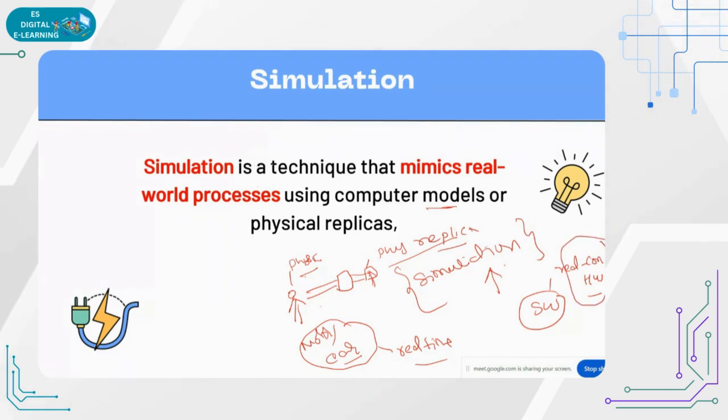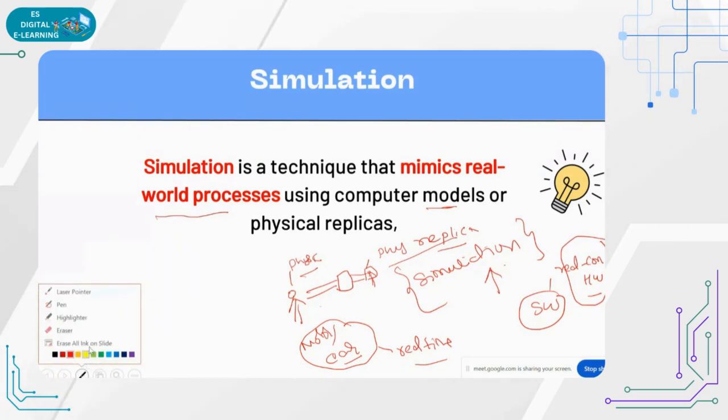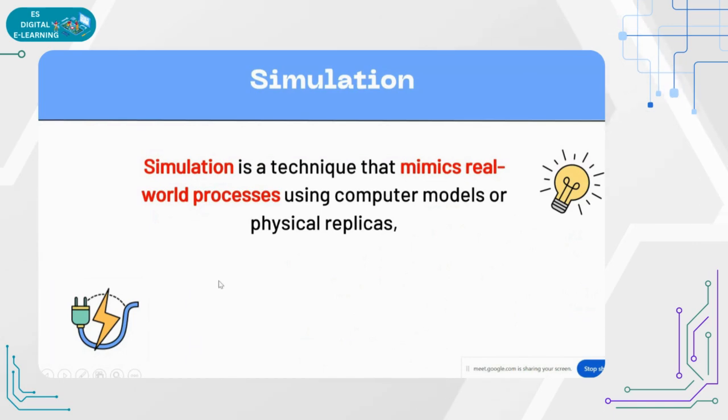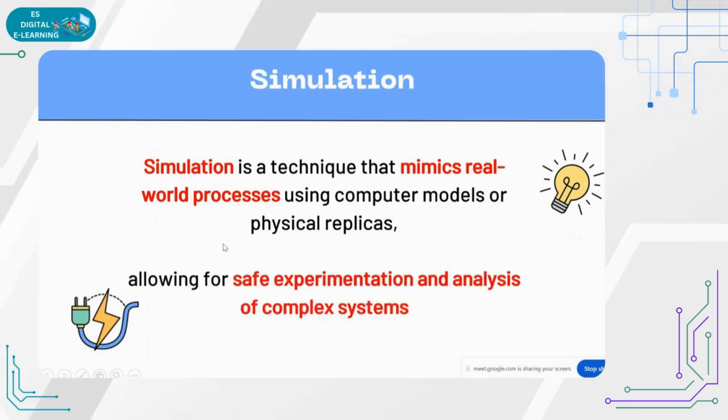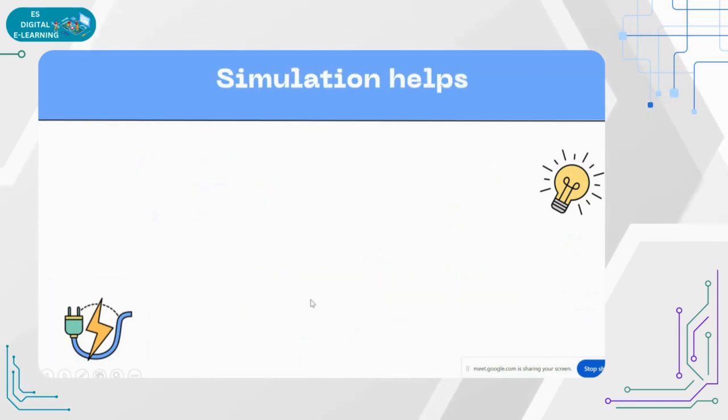So that's what simulation is, a technique that mimics the real world process using a computer model or a physical replica. So this is what the simulation is. So hardware in loop simulation allows for safe experimentation and analysis of the complex software that we use in the simulation.